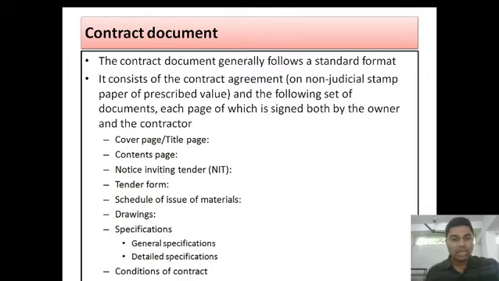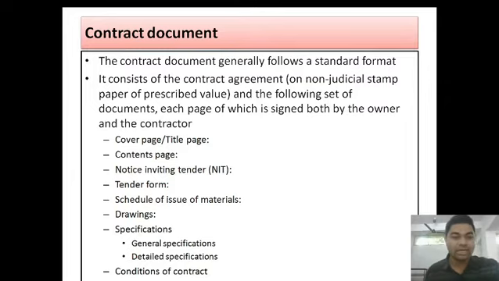The following things are included in the contract document. The first is the cover page and title page. What is this contract about? What are the site conditions and so on? First we add a cover page and title page. The next is the content page. The third is the notice inviting tender, with which we have asked the contractor to bid.